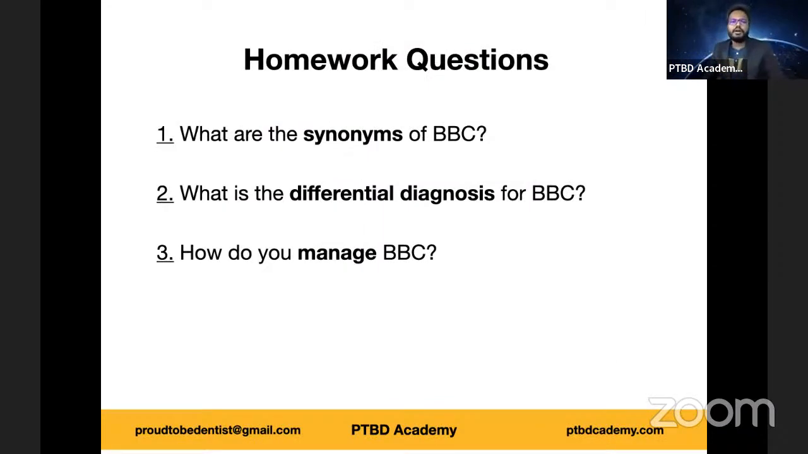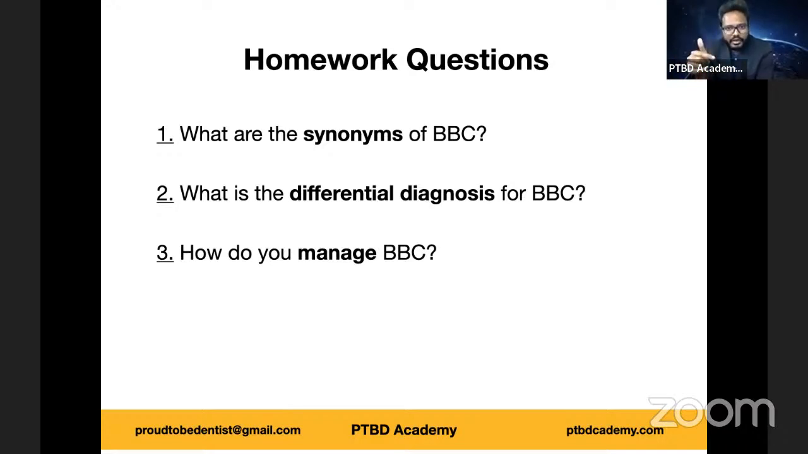So the following are homework questions. I'm not going to ask you for your scores, don't worry. As I said, it doesn't matter how much you score as long as you're learning from each and every session or question for that matter. What are the synonyms of BBC? I've given you one synonym now. So take it up as a hint and then see if you can get any additional synonyms.